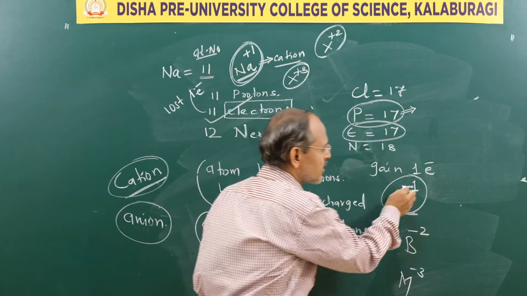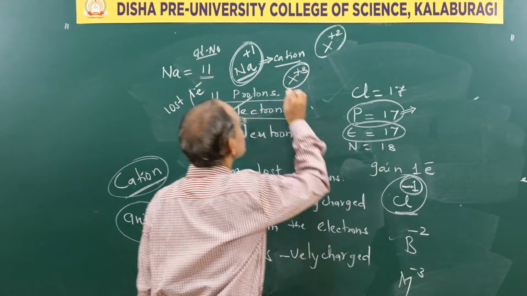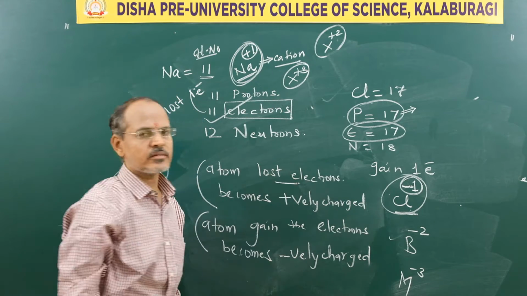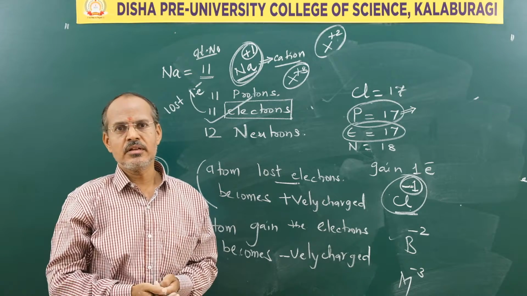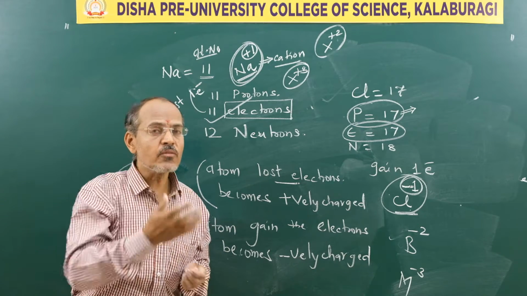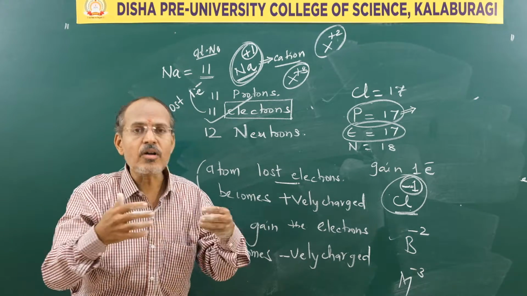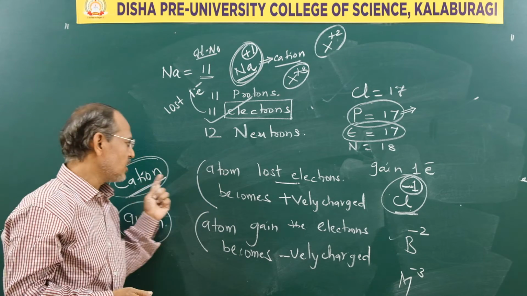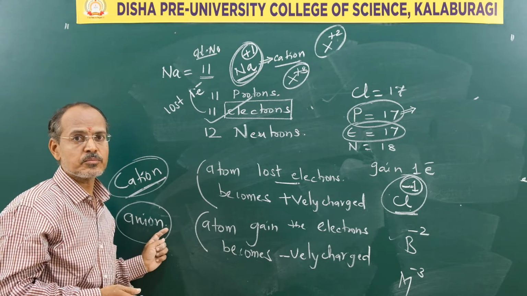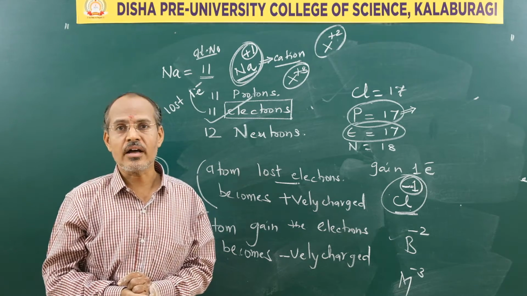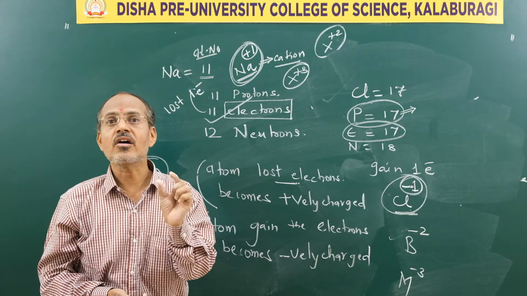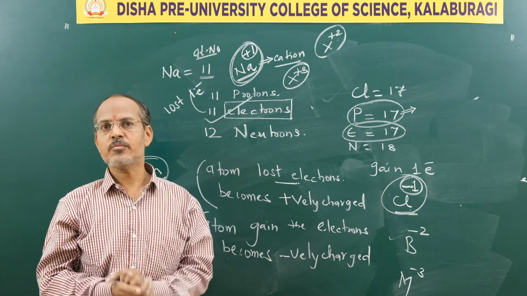And this number, plus 1 and minus 1, the number of electrons which were involved during the bond formation, during the loss or gain of electrons, is called valency or oxidation state.